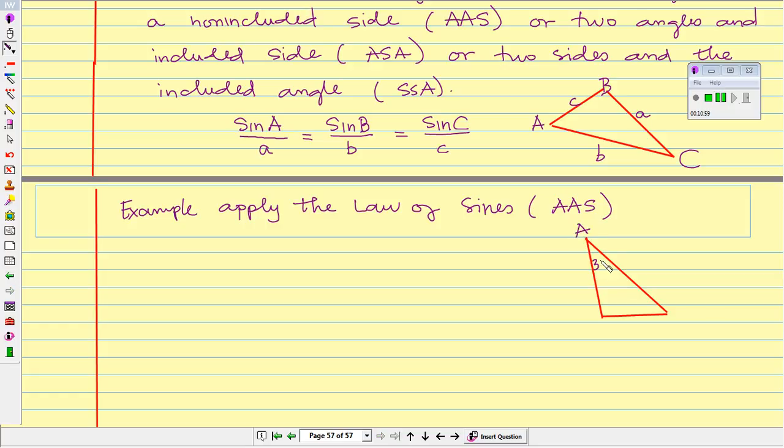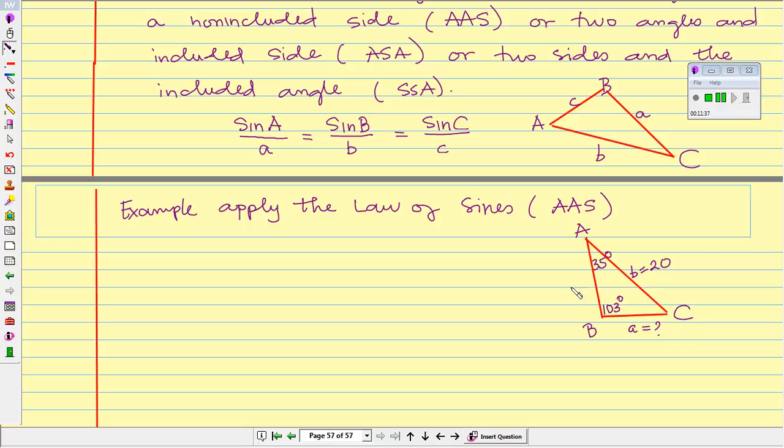So we know the angle A, 35 degrees. We know the angle B, 103 degrees. And we know the little b, the side opposite the angle B, is 20. So that's all we know: two angles and one non-included side.